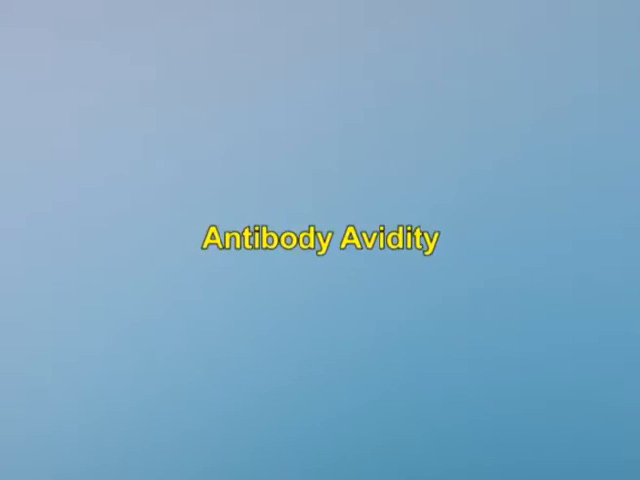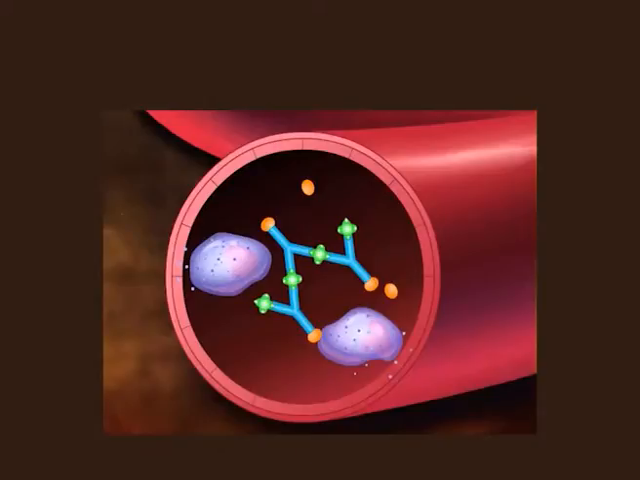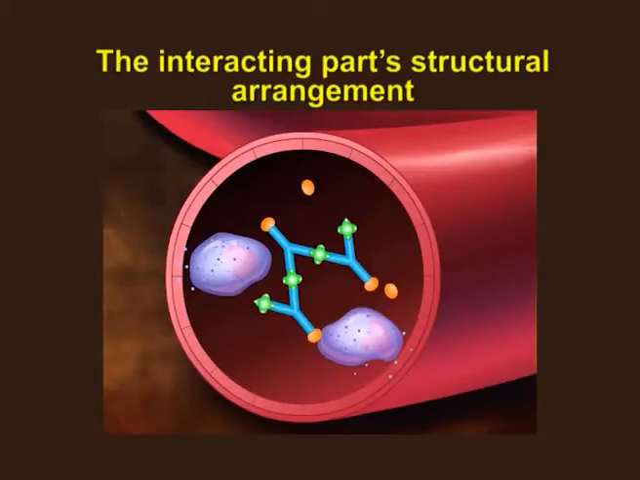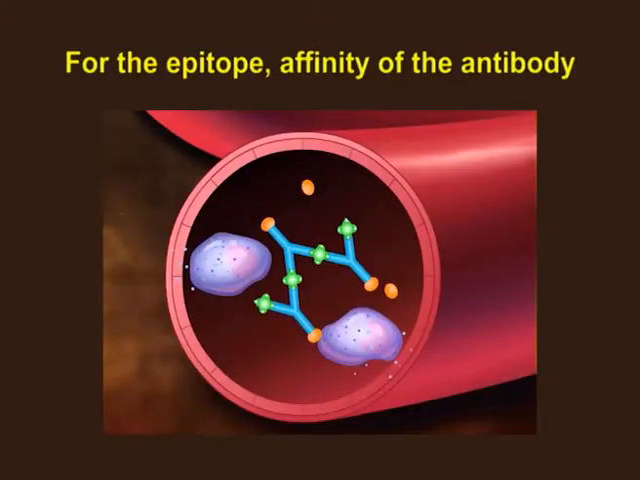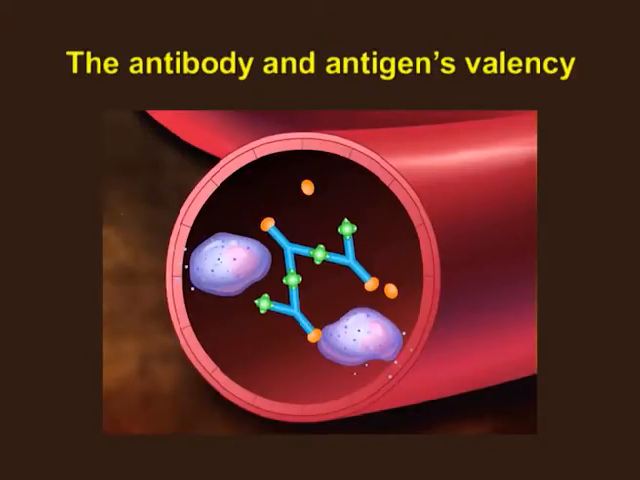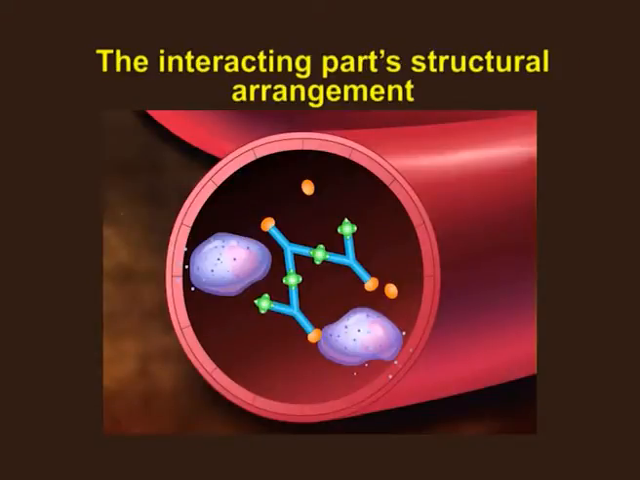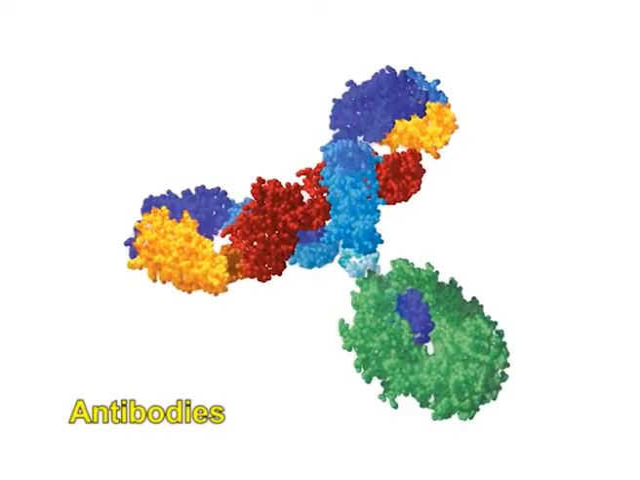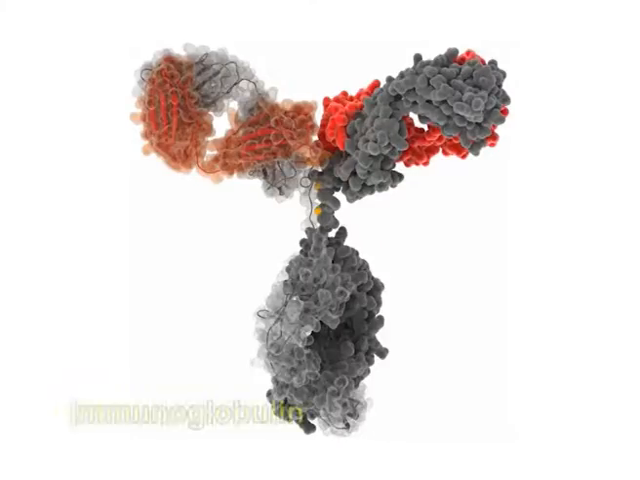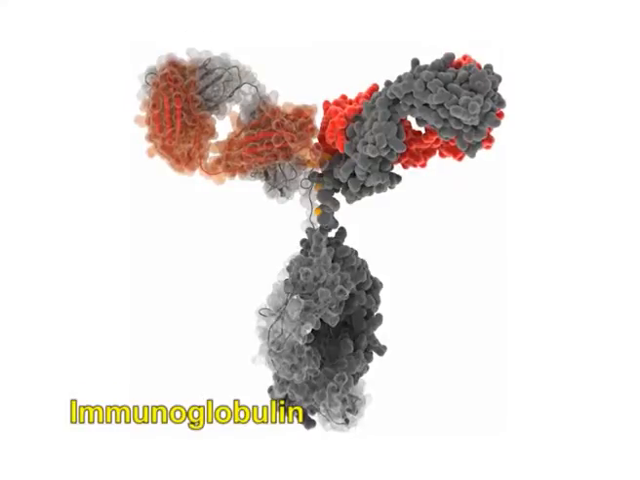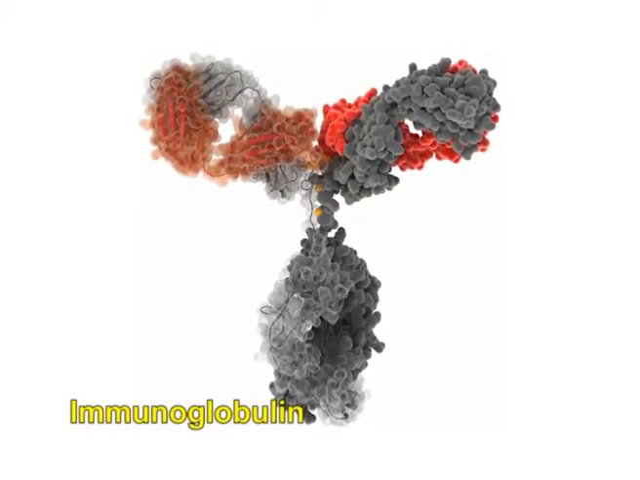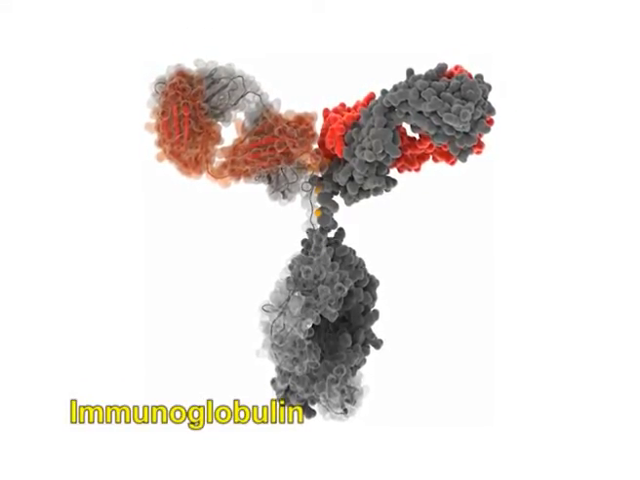Coming to antibody avidity, the overall strength of an antibody-antigen complex is measured by avidity. Avidity depends on three major parameters: the epitope affinity of the antibody, the antigen's valency, and the structural arrangement of the interacting parts. All antibodies are said to be multivalent. For example, immunoglobulin G is bivalent and IgM is decavalent.